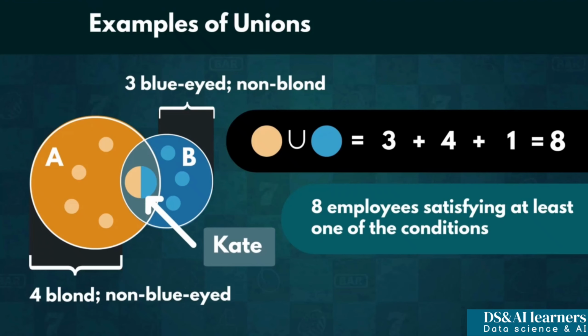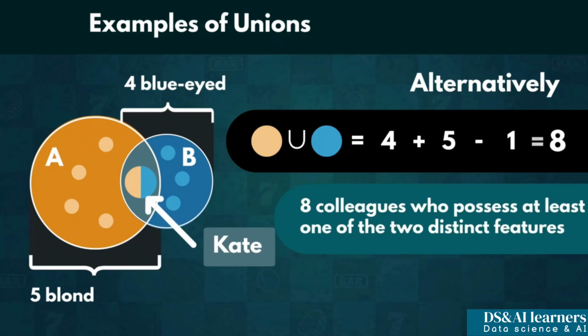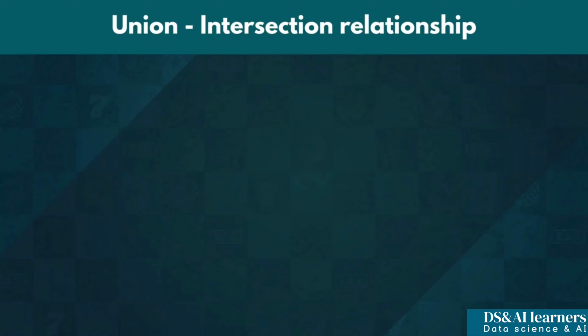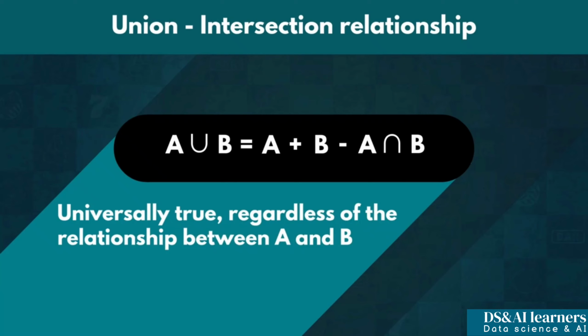Alternatively, we can compute the union using the formula we mentioned earlier. We have 5 blondes plus 4 blue-eyed people minus 1, or a total of 8 colleagues who possess at least one of the two distinct features. In this instance, the minus 1 represents Kate, who is the intersection, since she is both blonde and blue-eyed. We can use the notation we learned so far in this course to express this. The union of A and B equals the sum of the sets of A and B minus their intersection. In fact, the union formula we just showed you is universally true, regardless of the relationship between A and B.